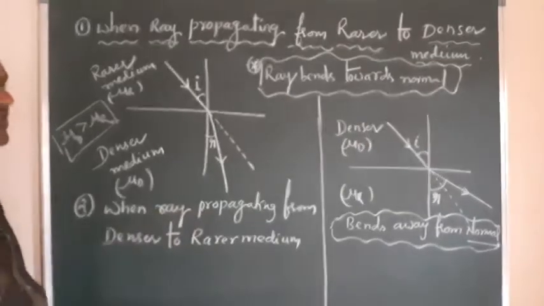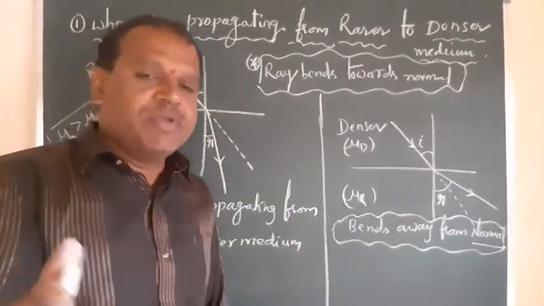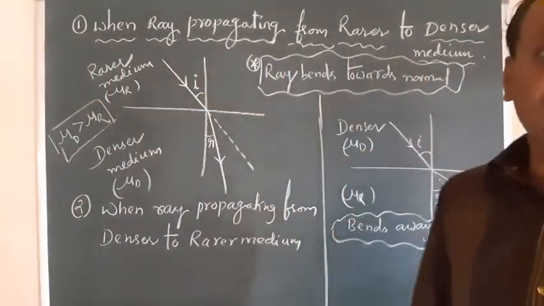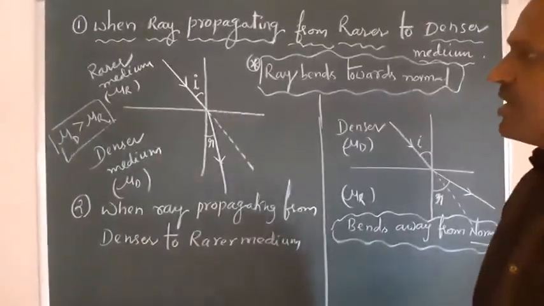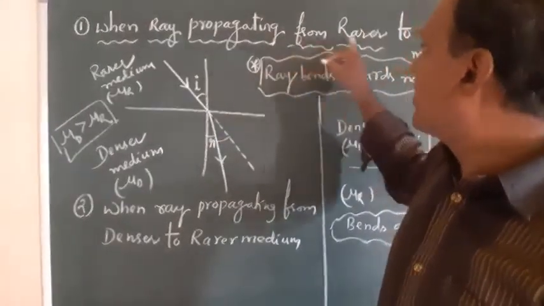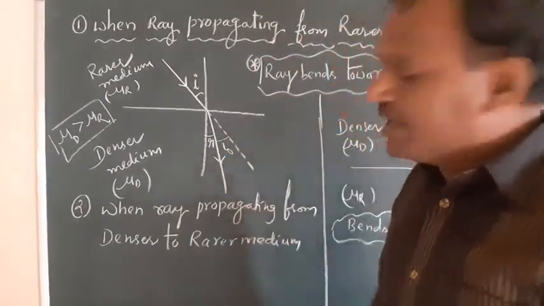In both cases you can calculate how much deviation takes place in the ray. It is bending, right? Bending means it is deviating from its initial direction. So how much deviation it makes in both cases, you can calculate easily. See this, and this is the deviation. Here in the first case, when the ray is propagating from rarer to denser medium, I am representing the deviation as delta.